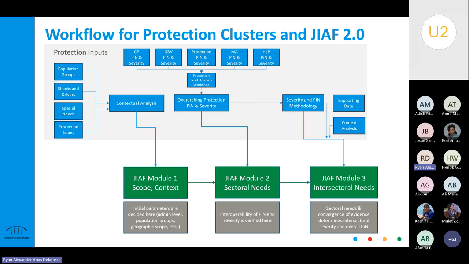You may advocate that we may not have severity and PIN for this population group, but they still need to be highlighted in the scope for us to make sure that they are being written about in the HNO, and we're planning something in the HRP for them. So this is the time for you to be using all of that protection analysis that you have been using in the JIAF process.